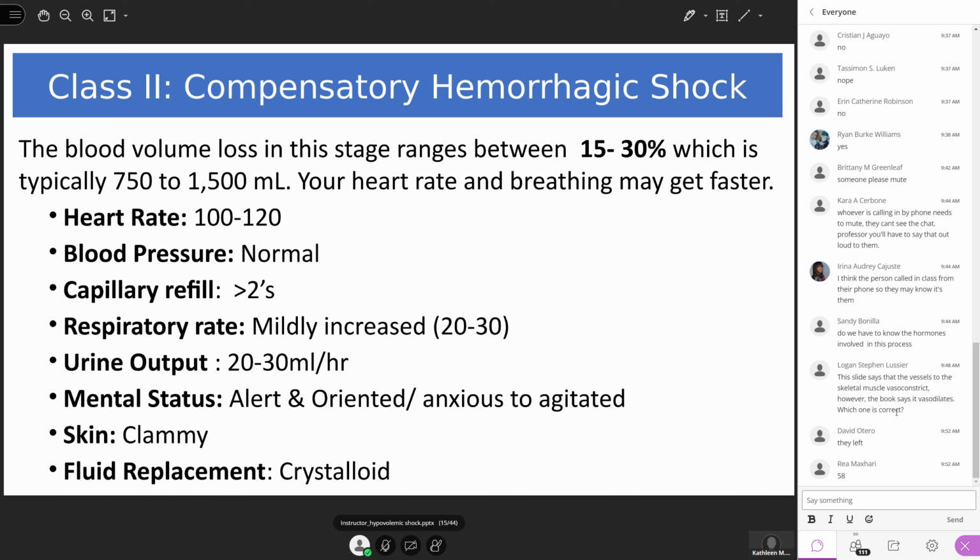So can anyone tell me if they saw a patient that was anxious or restless? What's your definition of restless? Can anyone give me an example? Anyone? You walk into a room and you say the patient's restless. And I say, what does that mean?